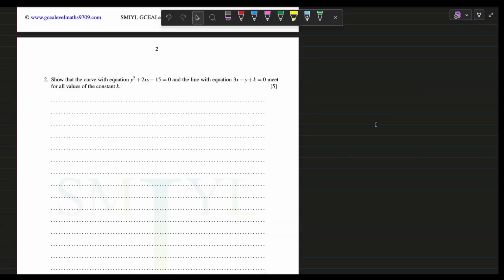Number 2, show that the curve with the equation y squared plus 2xy minus 15 equals 0 and the line with the equation 3x minus y plus k equals 0 meet for all values of the constant k. So this is a discriminant question, and because they said meet for all values of the constant k, it must mean our discriminant b squared minus 4ac must be greater than 0 for all values of k. So we have to find our b squared minus 4ac, and we have to show that it is indeed greater than 0 for all k.